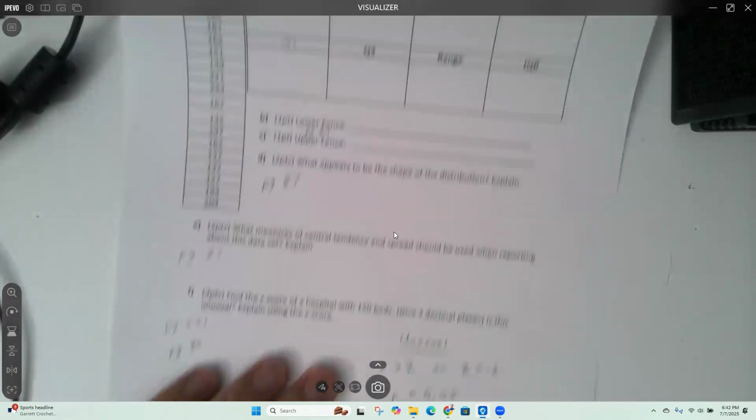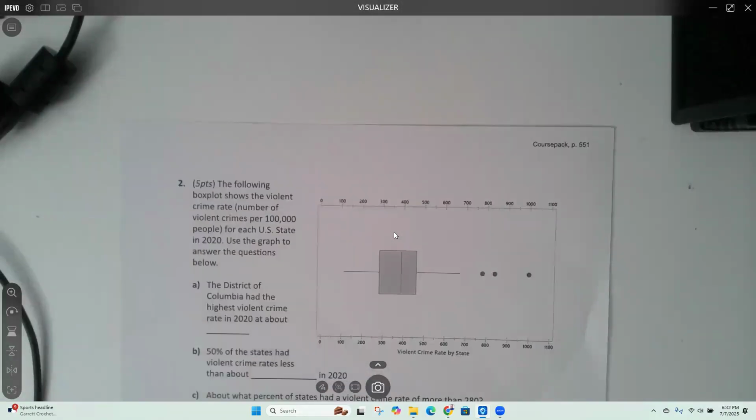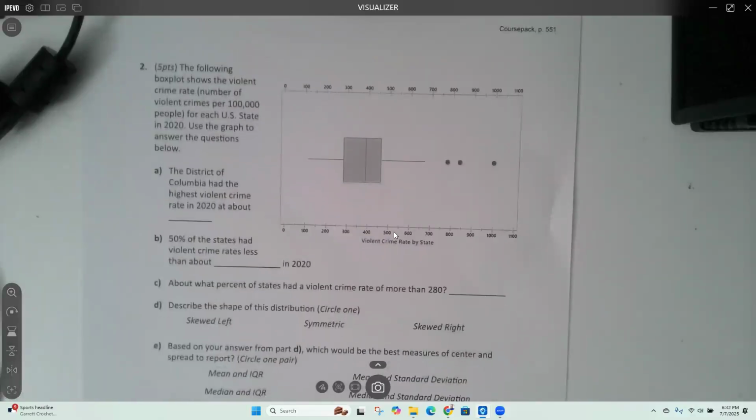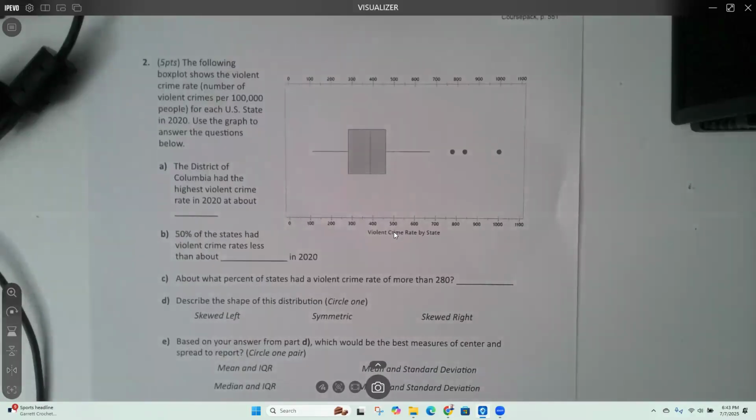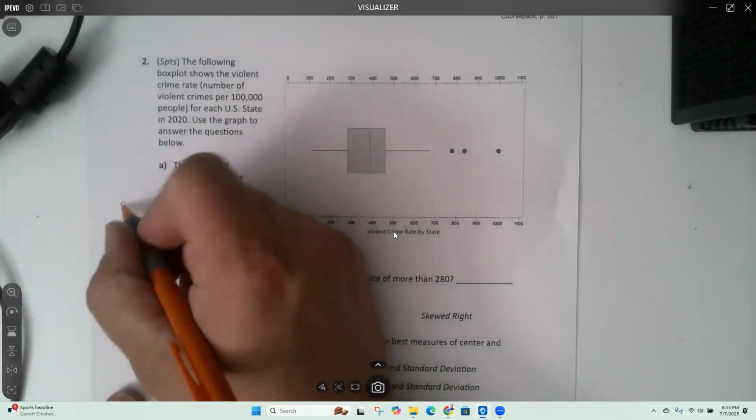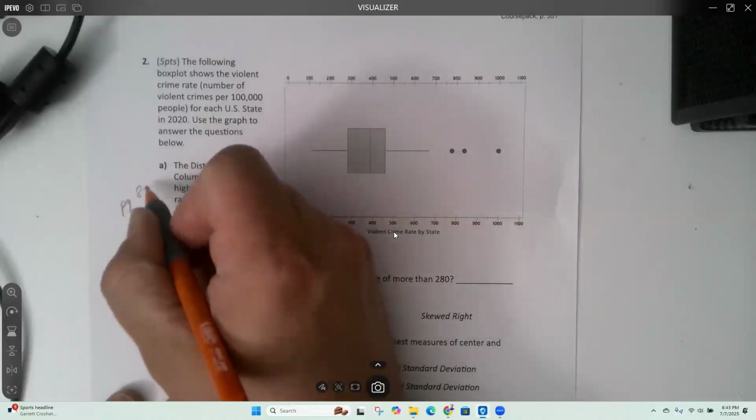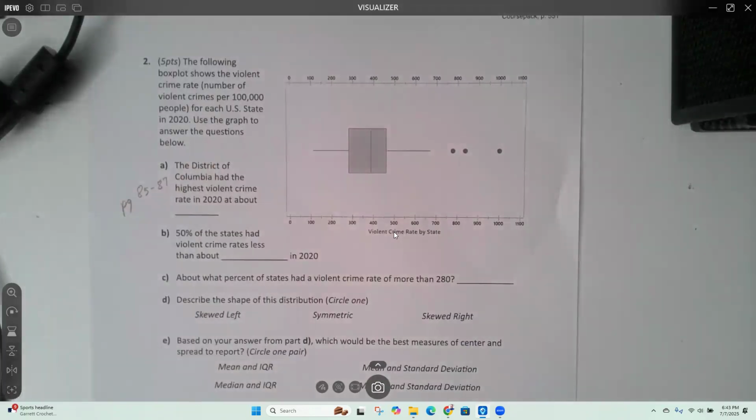All right. Next page is page 551. Sorry. On this page, the following box plot shows violent crime rate. Use this below. This is looking at box plots, and we talk about those on page 85 through 87 in our course pack.